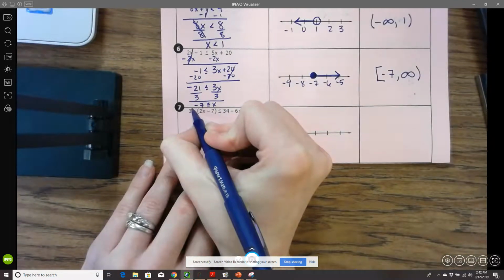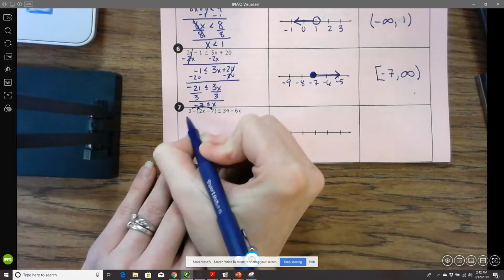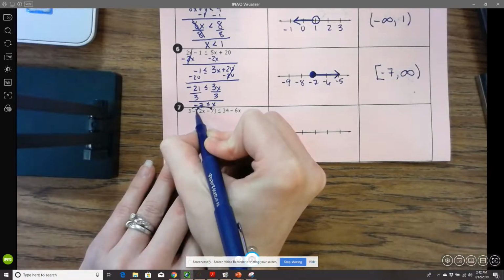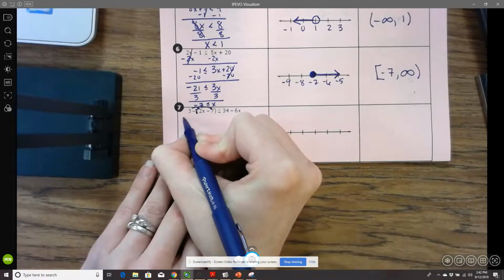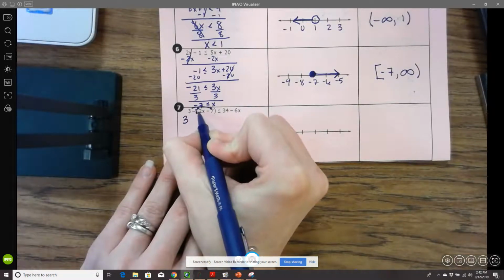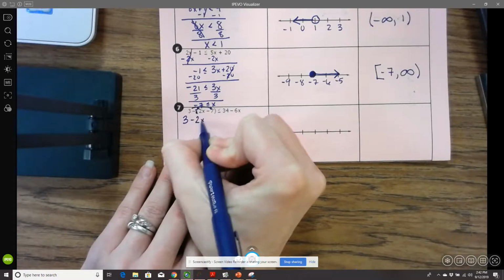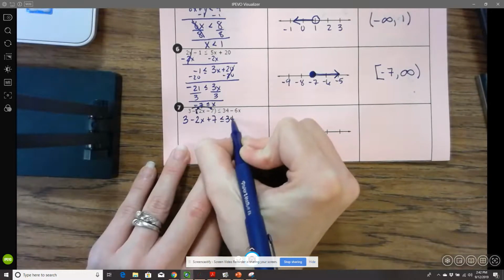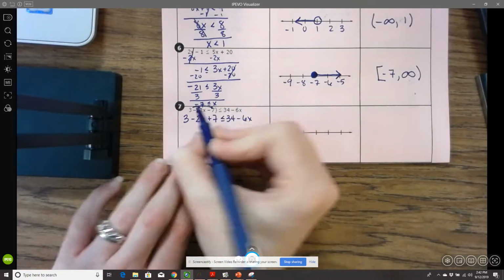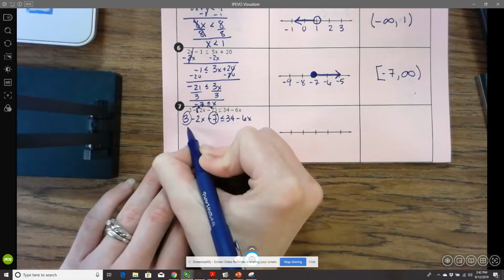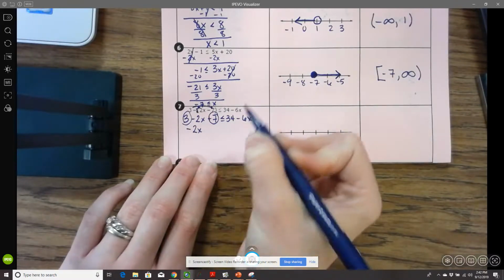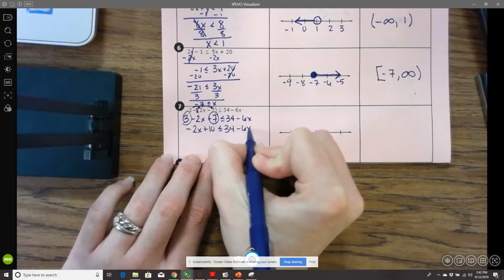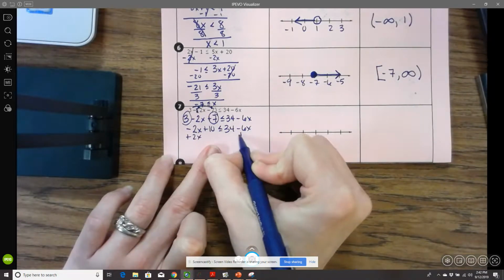All right, so here we're going to distribute. Remember, this is like a negative 1 here. So we're going to distribute a negative 1 across here. Negative 1 times 2 would be negative 2x. Negative 1 times negative 7 would be a positive 7. If we combine like terms here, we'll get negative 2x plus 10. And then we can add the 2x to both sides.